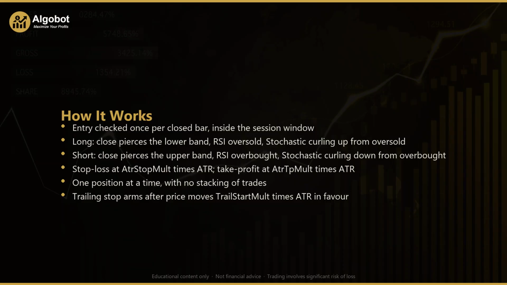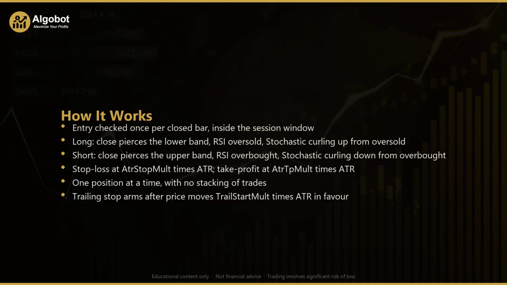Once a position is open, risk is defined immediately using the average true range, or ATR, which is a measure of recent volatility. The stop loss is placed a distance of ATR stop multiple times ATR away from entry, 1.5 times ATR by default. The take profit is placed AtrTp multiple times ATR away, 2 times ATR by default. That gives a target larger than the initial risk, a reward-to-risk profile of roughly 1.33 to 1.